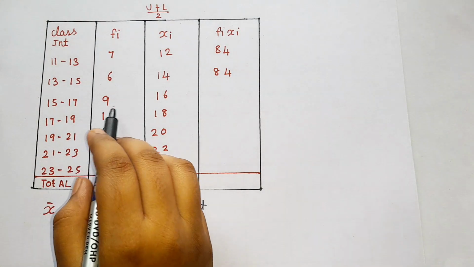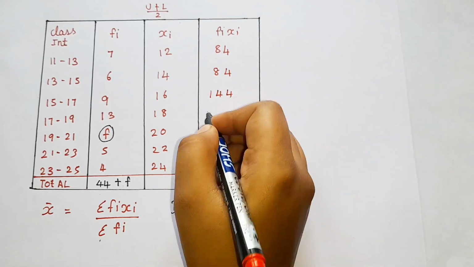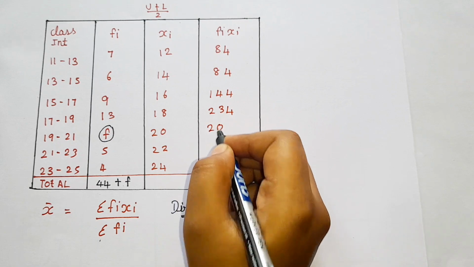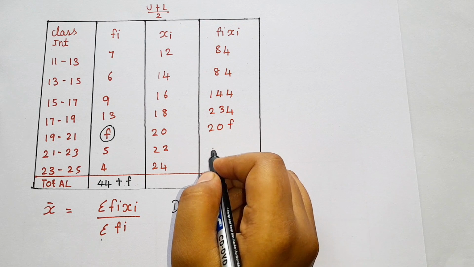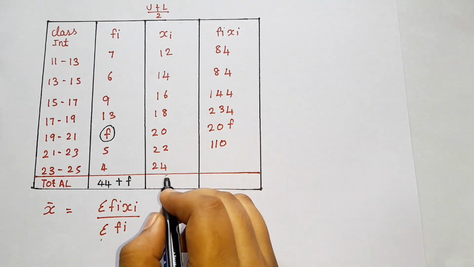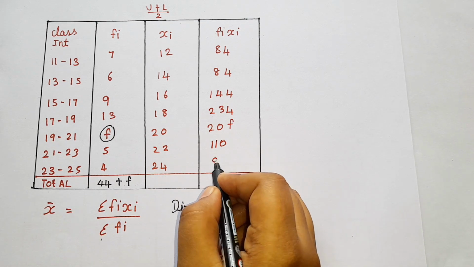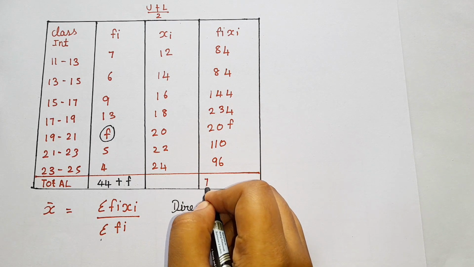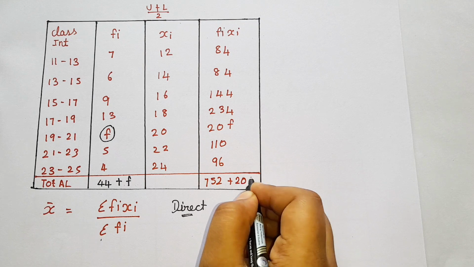Likewise, when we multiply, we'll get 144, and here it is 234, and here it is 20. So 20 into F is 20F. Then 5 into 22 is 110, and 4 into 24 is 96. When we total, we'll get 752 plus 20 into F.